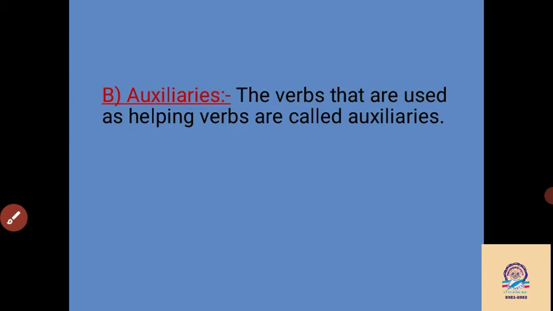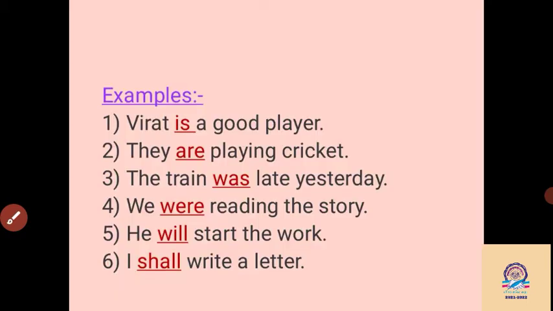The auxiliary helps us to know in which tense the sentence is. First we see the example and which helping verb we have to use. A table is also given here. In the example, Virat is a good player, here is becomes the helping verb, that is, auxiliary. Then, they are playing cricket. For that, we have are as the helping verb.